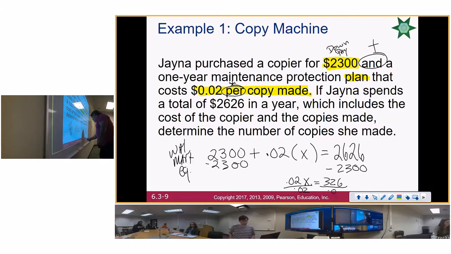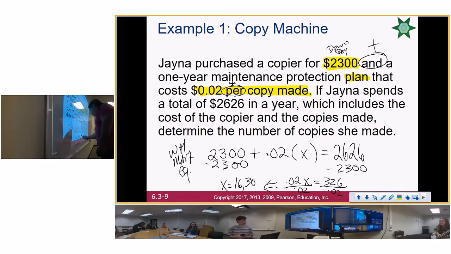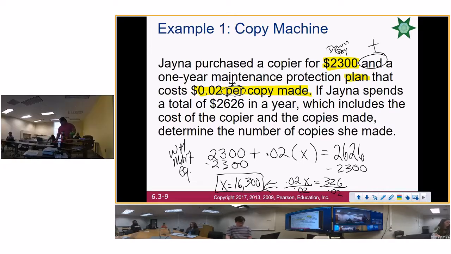unless you're Rain Man. What is 326 divided by 0.02? 16,300. 200 or 300? 300. So she got 16,300 copies. That's the type of question I'll ask you on a test. Now, that's one type. It's a plan. I want you to write down plan, lease, parking hours, because that's how you set it up.